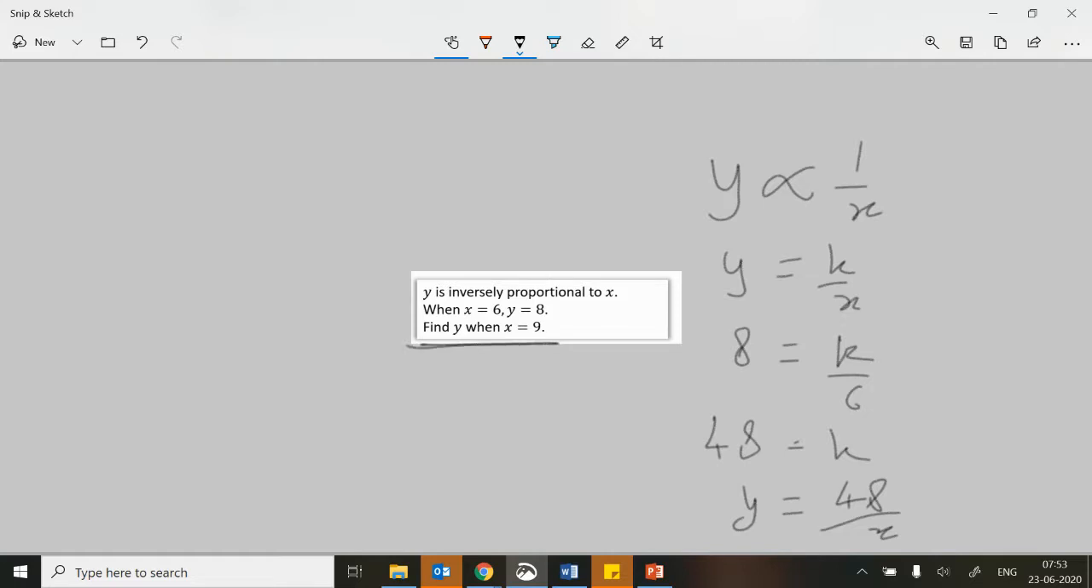Now find y when x is equal to 9. So now you can put in 48 divided by 9, which gives you 5 point something, or 5.3 recurring, I think. And that's going to be equal to your y in that case. Okay, right, let's have a look at another question.